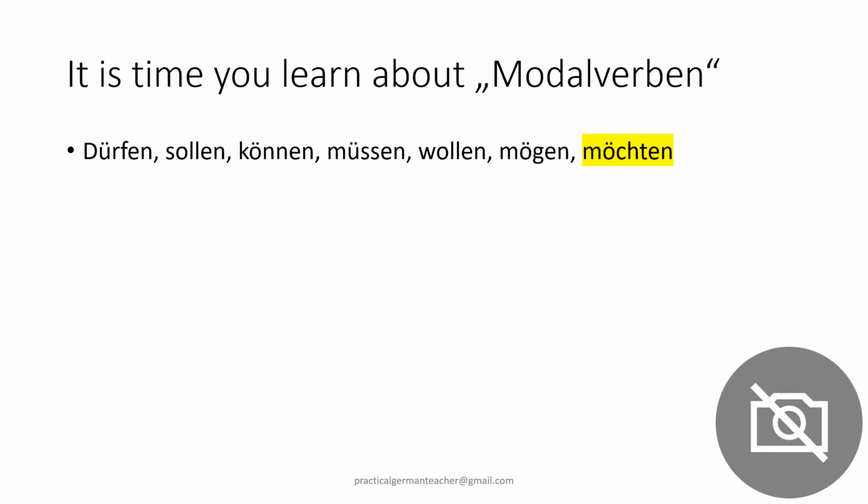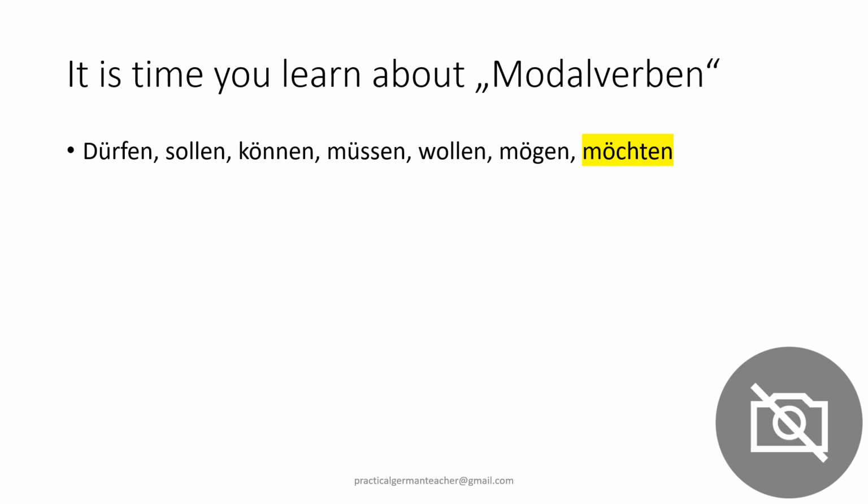So here are the Modalverben. On the slide, you will see 7, but there are just 6 Modalverben. Möchten is not a modal verb. It is the Konjunktiv 2 form of the modal verb mögen, but people usually, at least I have seen that, use möchten instead of mögen. So please notice that when you start interacting in German with others.